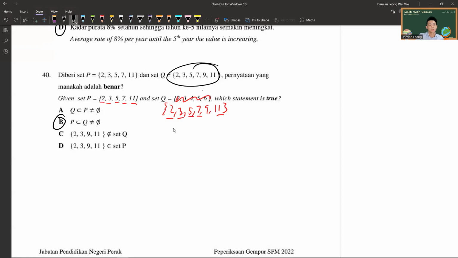Yeah. So answer would be B. B would be true. 2, 3, 9, 11 are elements of set Q, that's not right. 2, 3, 9, 11 are elements of set P, that is wrong. There is no 9, 11 here. So yeah, the one that's correct would be B.